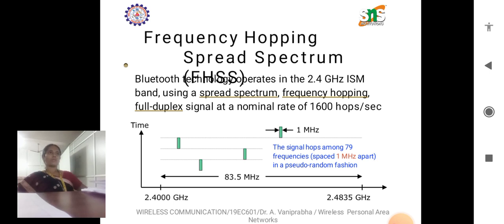We have discussed the frequency hopping spread spectrum method. It is nothing but an access method. Bluetooth technology operates in the 2.4 GHz ISM band using a spread spectrum frequency hopping full duplex signal at a nominal rate of 1600 hops per second. With every hop, the signal hops among 79 frequencies, 1 megahertz apart, in a pseudo-random fashion.